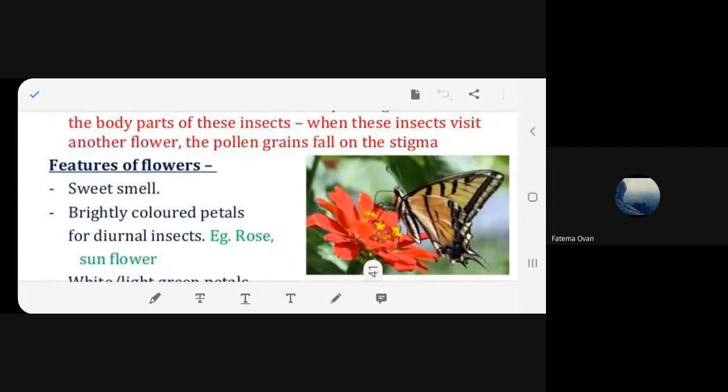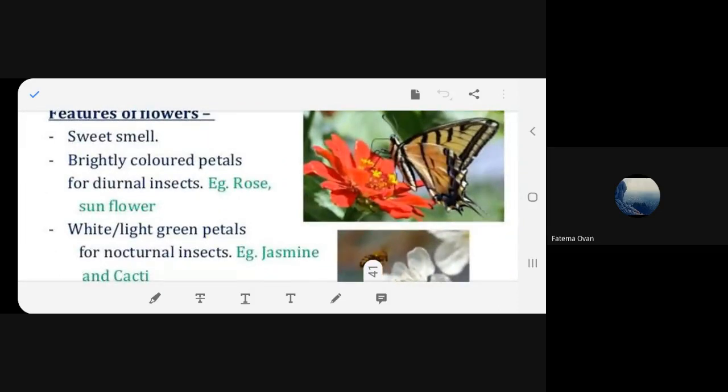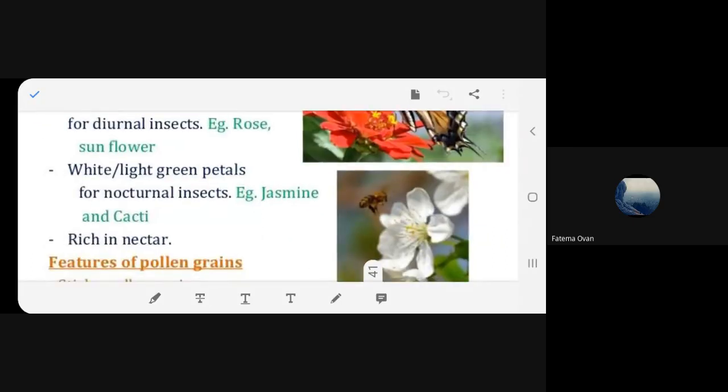How come these flowers attract the insects? Because of their sweet smell and the brightly colored petals. Diurnal insects are the insects which are very active during daytime. So they go to rose and sunflower. Whereas the other flowers, which are white or dull colored petals, generally attract the nocturnal insects, the insects which are active during night time. Example, jasmine and cacti. These are the plants which attract insects during night time, because of their white or light dull colored petals.